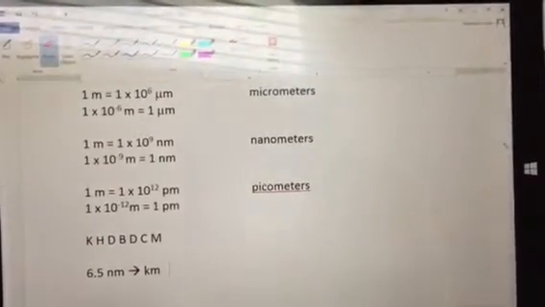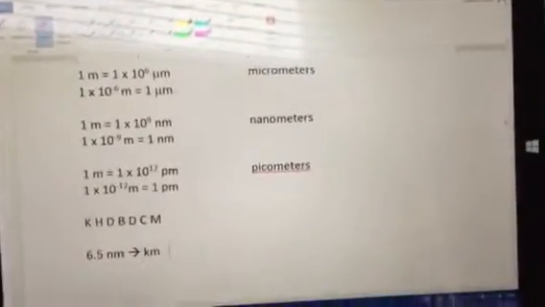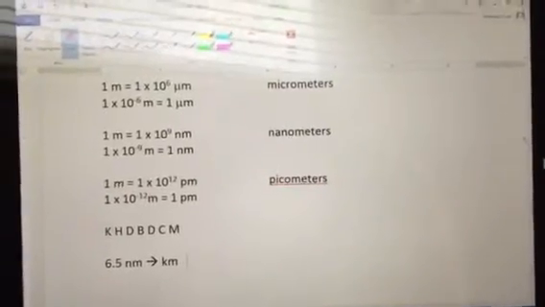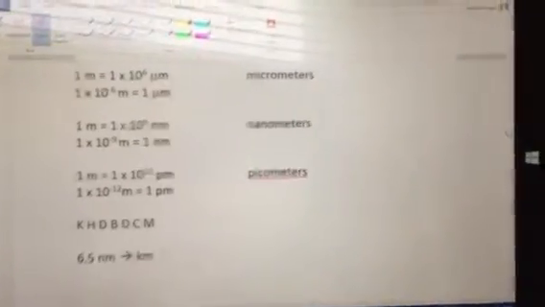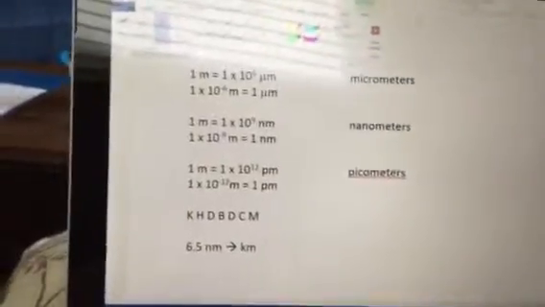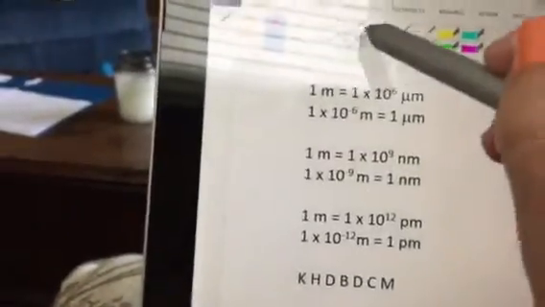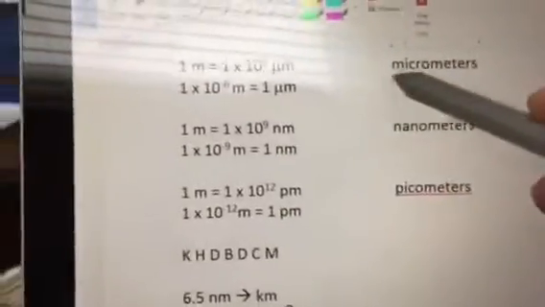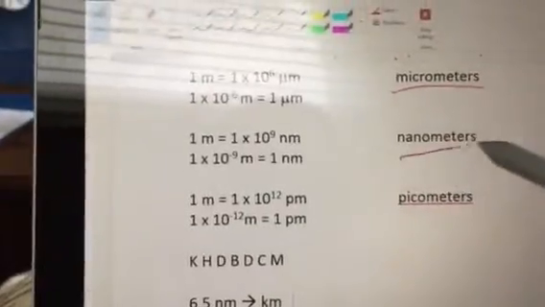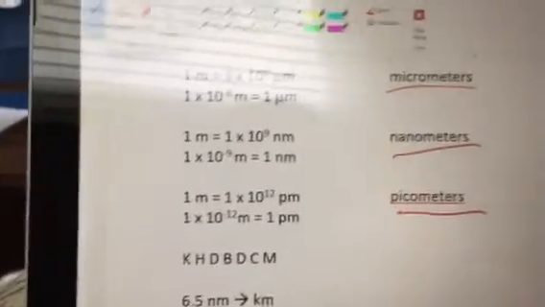I'm going to talk to you guys about metric units. I'm not going to mention King Henry died by drinking chocolate milk because hopefully by now you know how to use it. What I am going to mention is new measurements that you haven't seen before. And these measurements are micrometers, nanometers, and picometers.